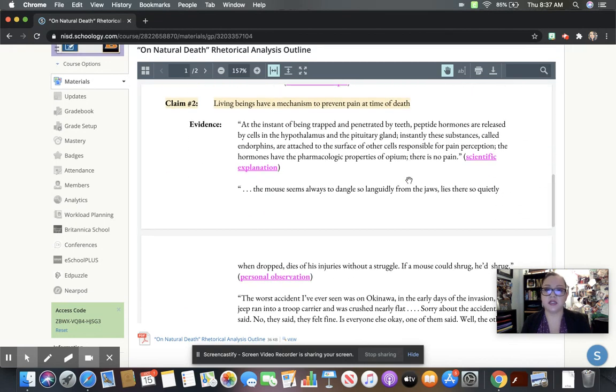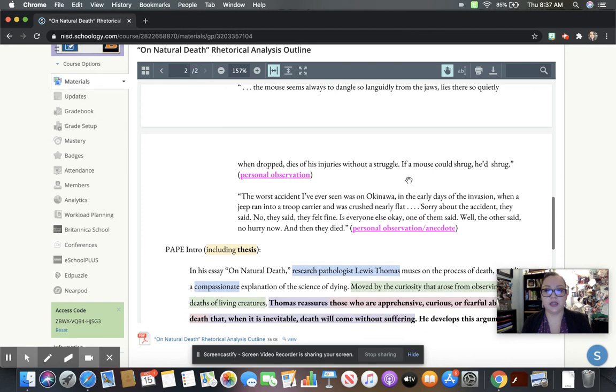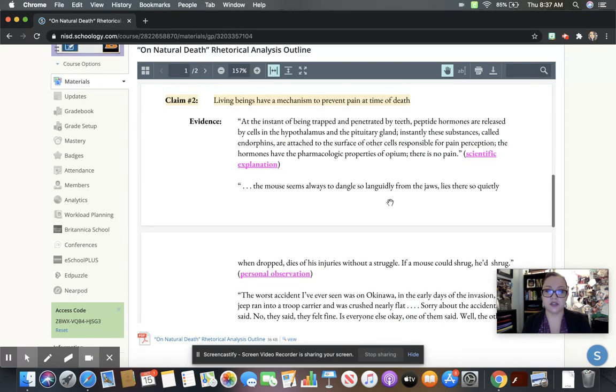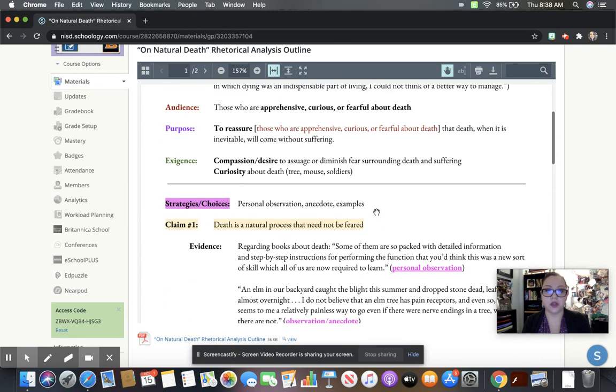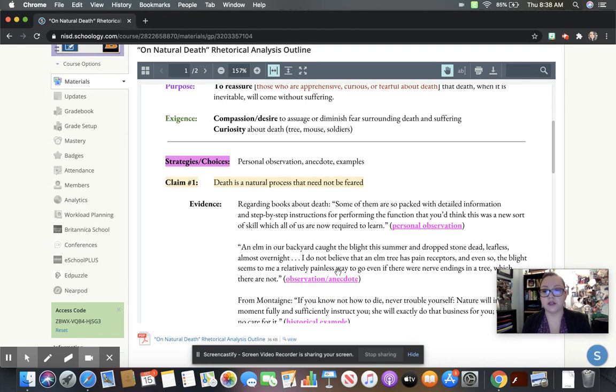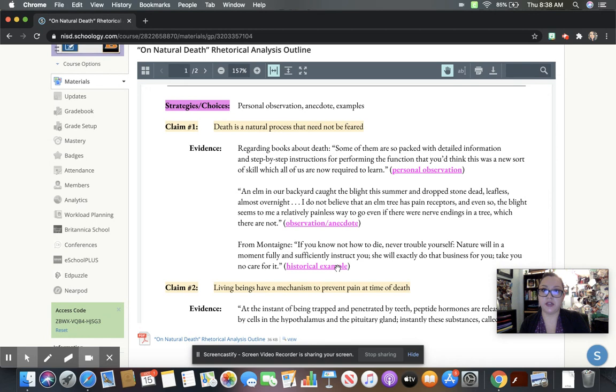He also uses his scientific expertise, right? When he talks about the different types of peptide hormones and endorphins. And then again with his other personal observations. So my strategies or my choices were personal observation, anecdotes, and examples. I would even also argue through scientific explanation, right?